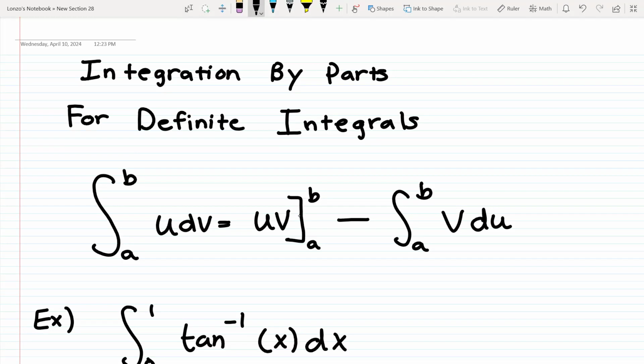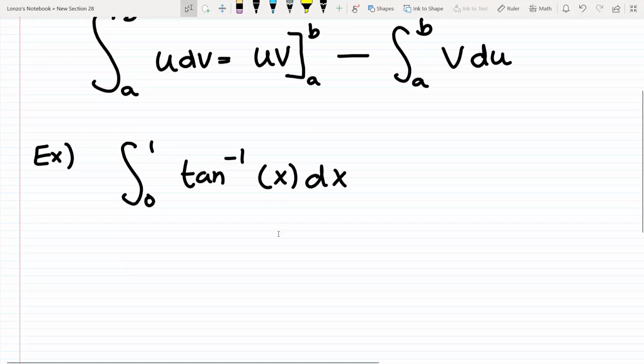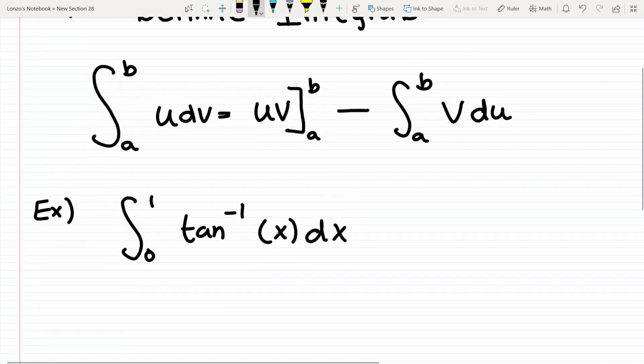So there are two parts you have to do. Let me do an example. Let's say we have to integrate from 0 to 1 of tan inverse of x dx. We're definitely going to do integration by parts, but we have boundaries. I tried doing this problem by first taking the integration by parts, getting the answer, and then applying the boundaries, but that won't work. You have to do the rule first. You have to do exactly this rule.